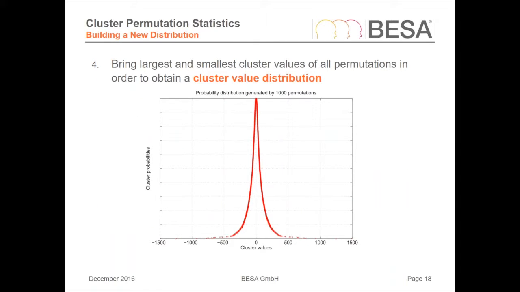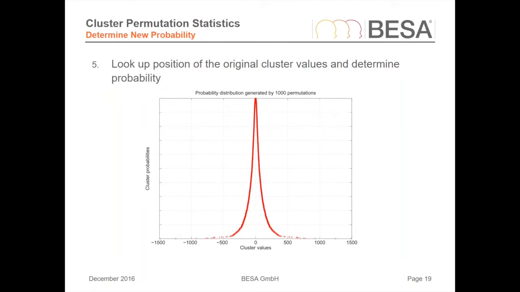So this is an example distribution that we may obtain using these permutation statistics. We now want to determine a probability for our cluster using this new permutation distribution. So imagine that 5% of the cluster values that we found in the permutation testing are outside of the 300 or minus 300 value for the cluster.